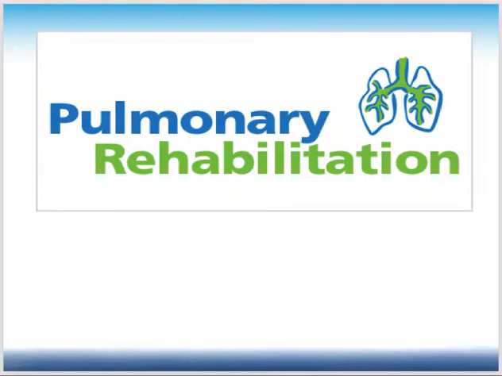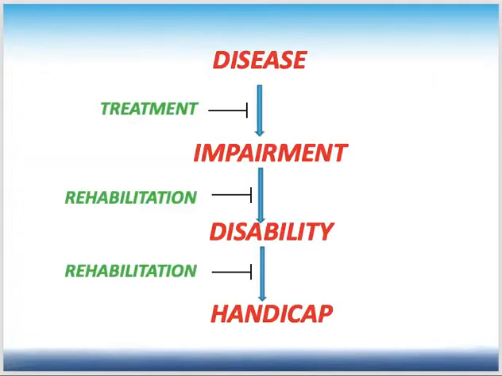If you see over here, for example, someone may have a disease like cystic fibrosis, restrictive lung disease, chronic obstructive pulmonary disease, even asthma. Of course, whenever there is disease, we treat it, but whenever there is impairment, to avoid or to prolong the time to reach the stage of disability or handicap, rehabilitation plays a very important role.